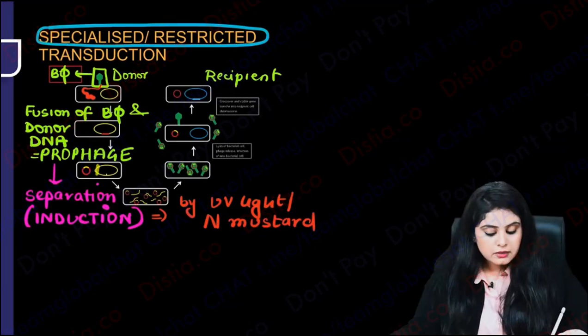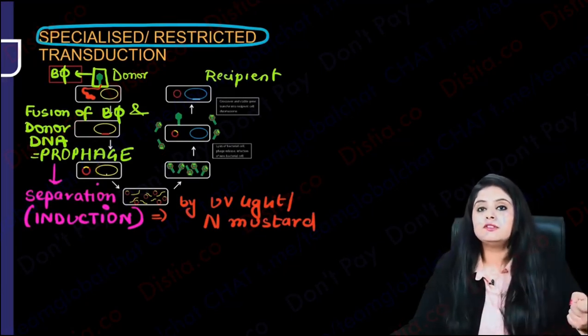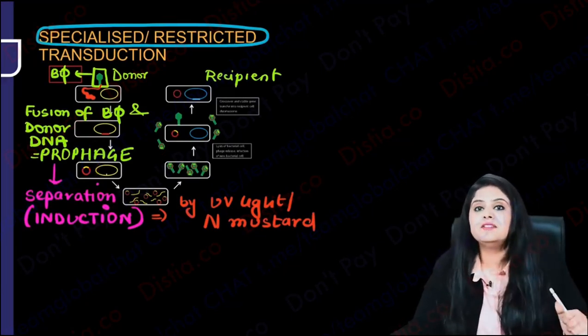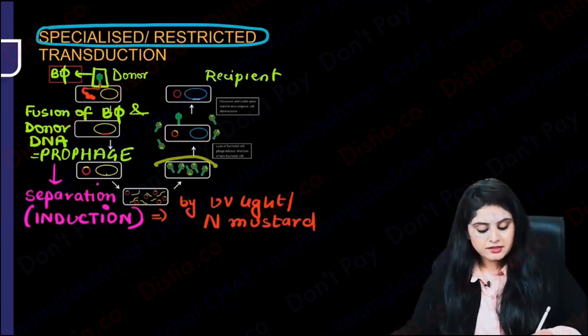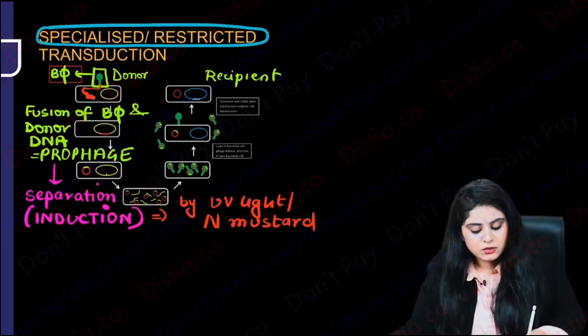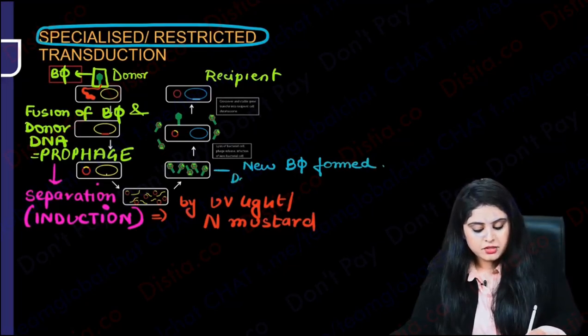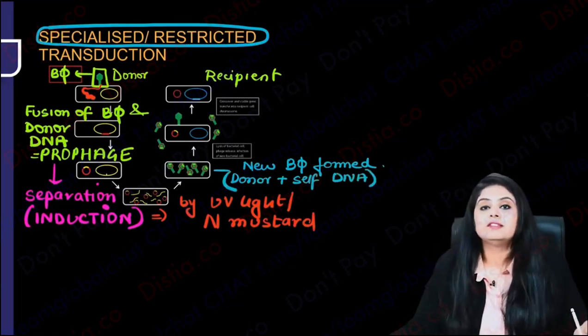I wanted a little bit of the donor DNA to come into this Swiggy taxi so that I can get it delivered later on. And now you realize, look at these. Look at the new bacteriophages formed. The new bacteriophages that are formed are basically going to have the donor plus self DNA. And that is what you call donor plus self DNA.